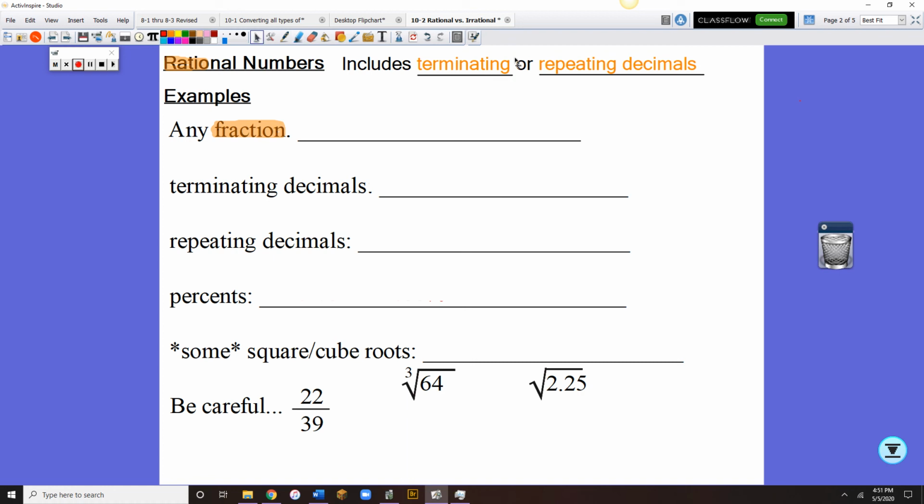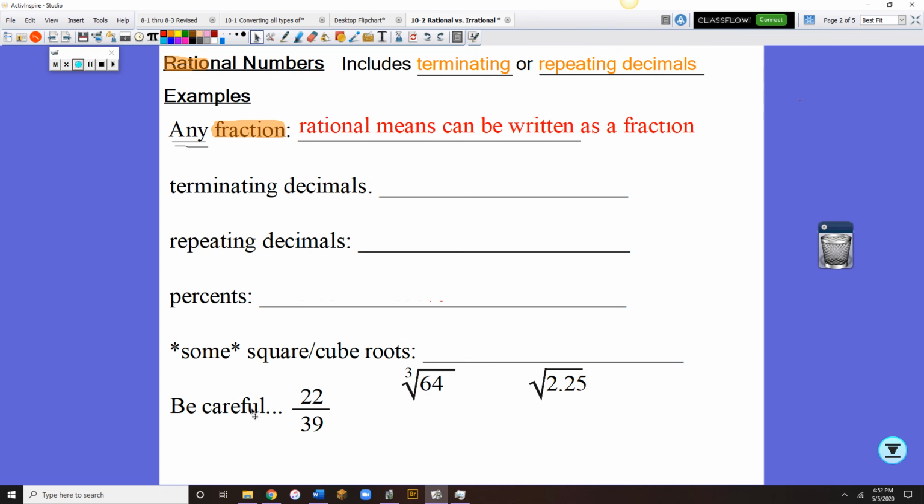All right, so terminating or repeating decimals. Any fraction, guys, any fraction, is rational. There are no fractions at 8th grade level that are going to be irrational. So if you see a fraction, it is rational, because that's the very definition of rational if you look it up in the dictionary. Okay, so any fraction.